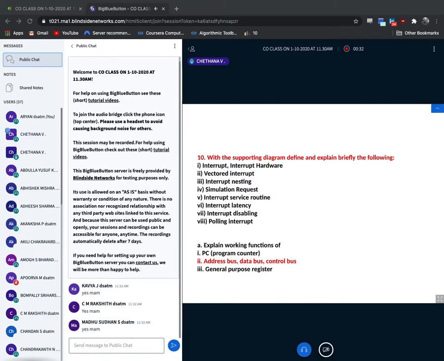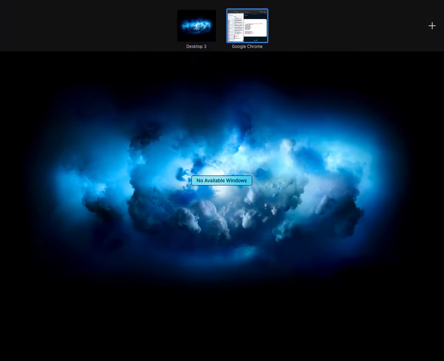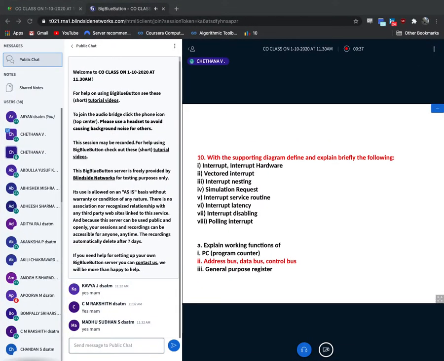Fine. In today's class, what we are going to discuss is the one assignment question which has been left. Only one question, that is from module 2. I had not completed that, so we'll discuss that question today. That question is about the address bus, data bus, and control bus. I think you're able to see the slides properly. It's visible, right? So here we have the address bus, data bus, and control bus.